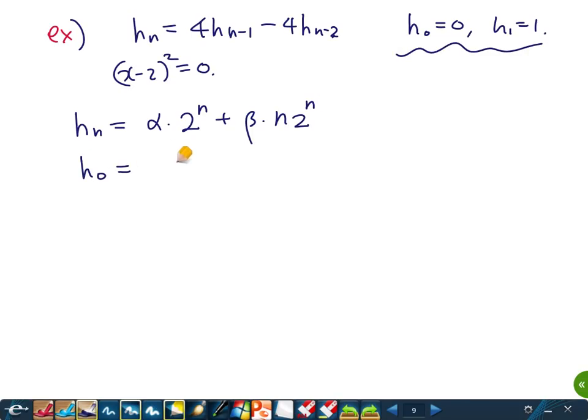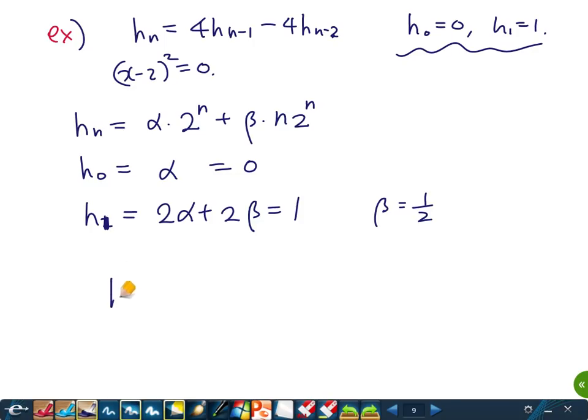h0 equals alpha, just alpha, right? This is 0. h1 equals 1, so 2 times alpha plus 2 times beta equals 1. So we know alpha equals 0, so beta equals 1 over 2. So h_n is, substituting alpha equals 0 and beta equals 1 over 2, n times 2 to the n minus 1. So this is the solution. Okay.